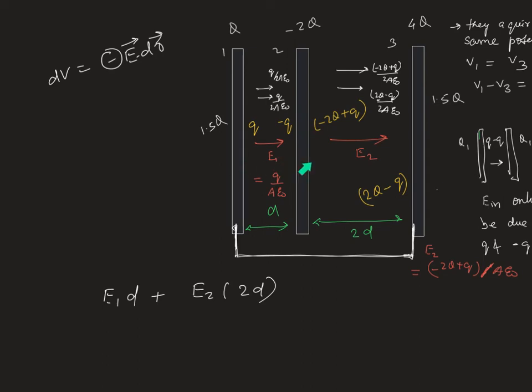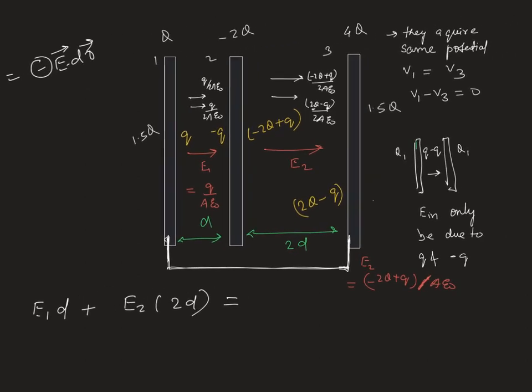So now when I have jumped twice, I have simply found out the potential difference between 1 and 3. And what was the potential difference between 1 and 3? I want you to remember here, the potential difference between 1 and 3 was equal to 0, right? So the potential difference between 1 and 3 will be equal to 0.